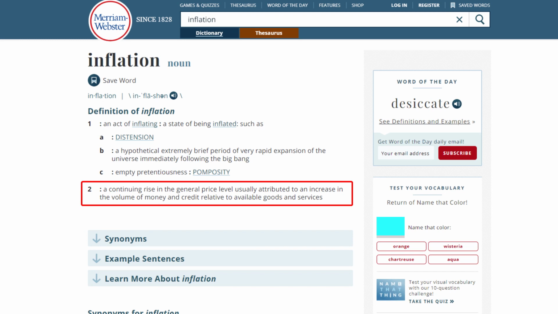The dictionary definition of inflation is that it's a continuing rise in the general price level, usually attributed to an increase in the volume of money and credit relative to available goods and services. That was a mouthful, but basically in general, it can be seen as a decline in the purchasing power of money. So how our money buys less things over time because the value of that money goes down over time. But that definition leaves out a lot of the nuances of inflation.